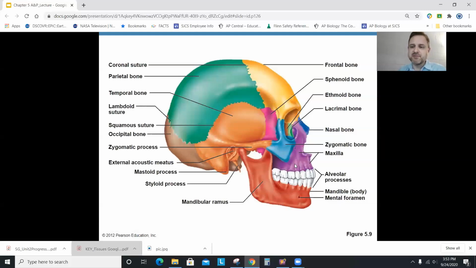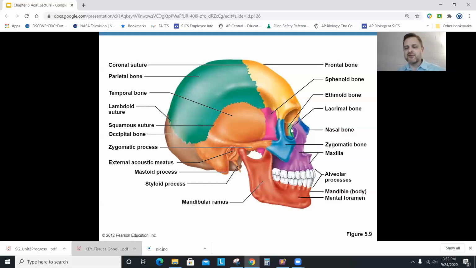The maxilla is the bone for the front of your face, or I guess what you might call the upper part of your jaw or the top of your mouth. We did zygomatic bone, right? The nasal bones, your nose. The lacrimal bone, so anything lacrimal, I don't know if this is Latin, but that refers to your tear ducts.